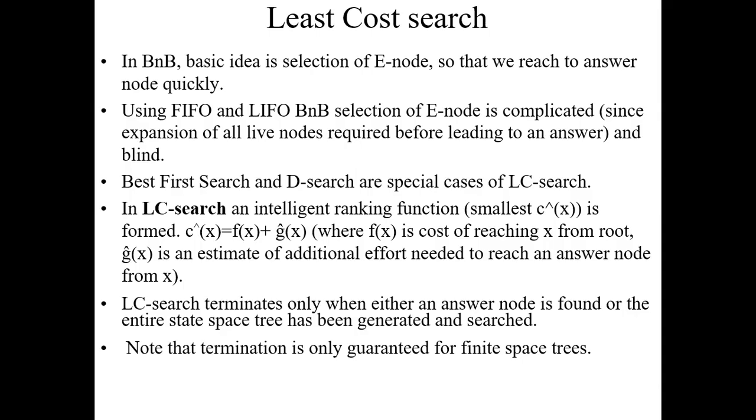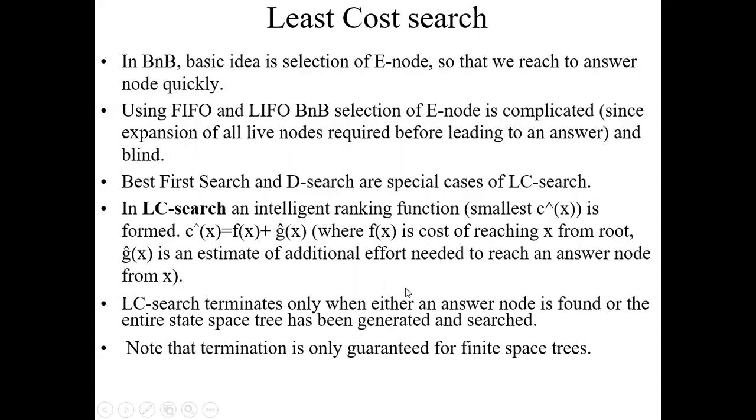So what is this clause saying? I know the cost from the root node to the current node because I traveled and came here, but I do not know from this node to my goal node what would be the cost. That is an expected cost. That is why you can see a cap at g. That is the expected cost, and that is why the total cost also becomes an expected cost. Okay, an estimate. So this intelligent ranking function is an estimate of the additional effort required to reach an answer node. I have not reached the answer node, but I have traversed from the root to some intermediate node.